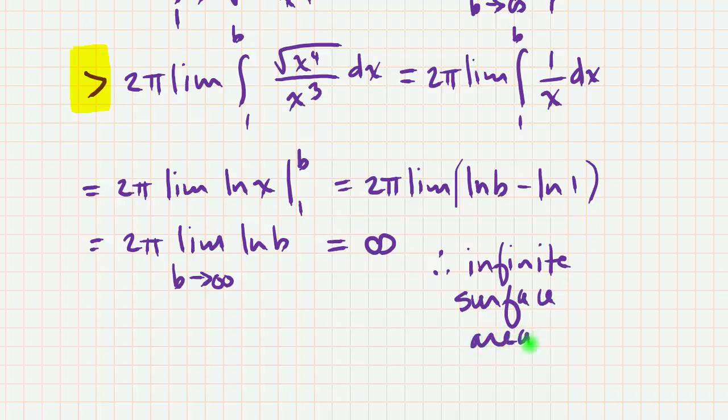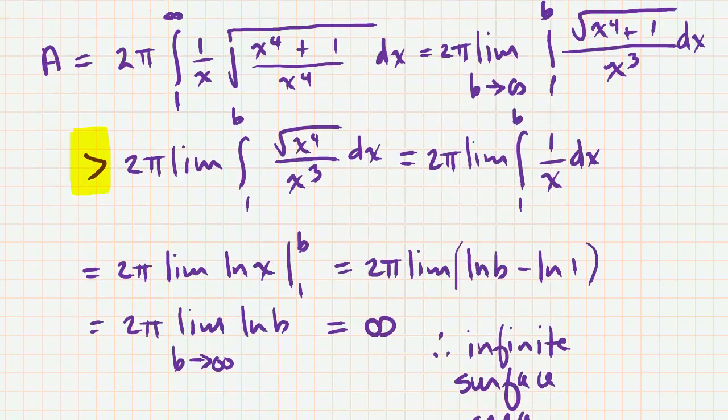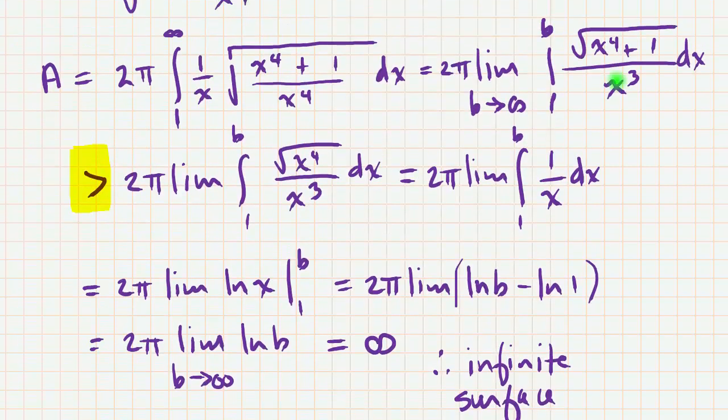Because we have the inequality above that the actual surface area is greater than the value of this quantity right here. And we just showed that the value of that quantity is infinite. Therefore, the surface area must also be infinite. Kaboom.